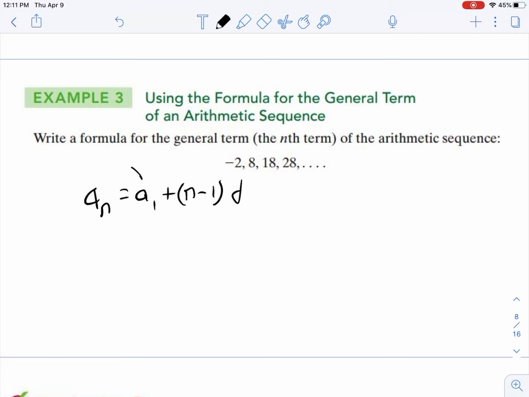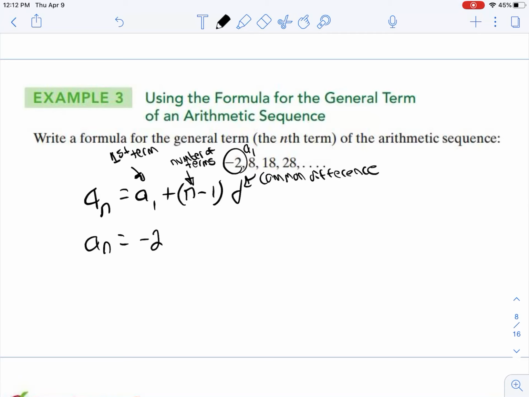So we have three things that we need to find. We need to find our first term, we need to find how many terms there are, the number of terms, and then we need to find the common difference. Okay, so just by looking at this, we should be able to find our first term. This is a sub 1. So we know that we're going to have negative 2 here for a sub 1.